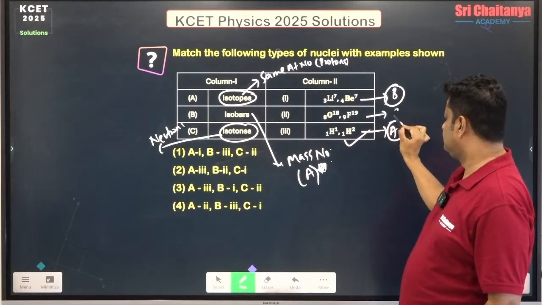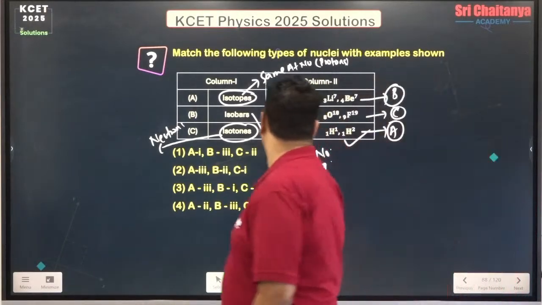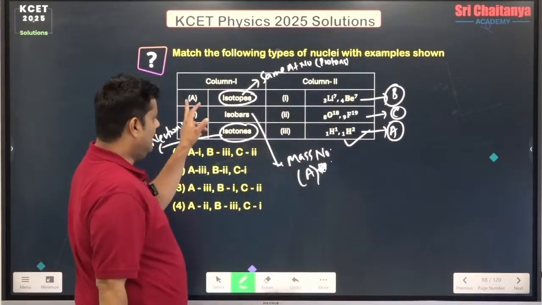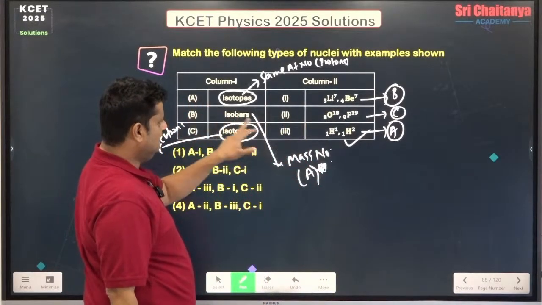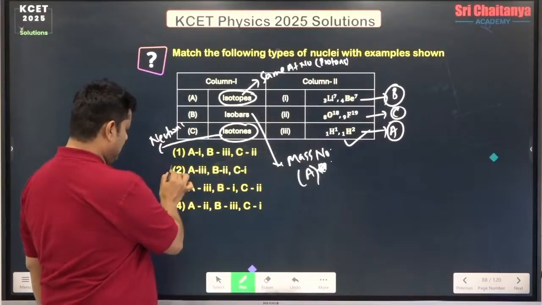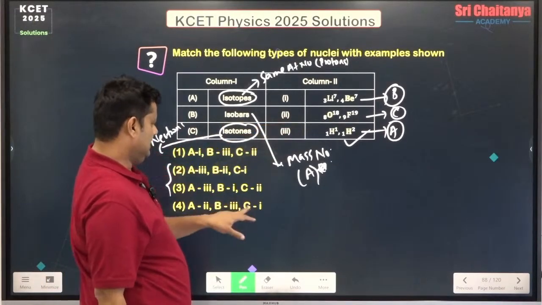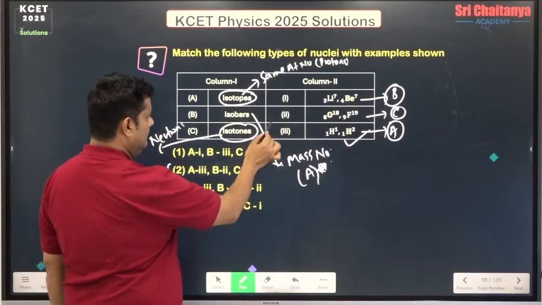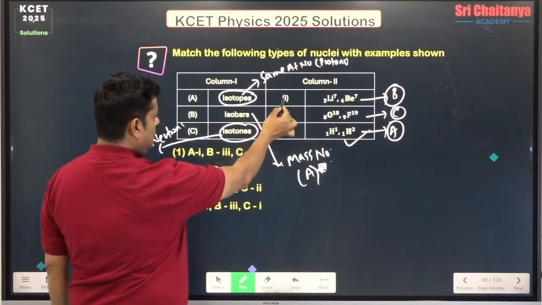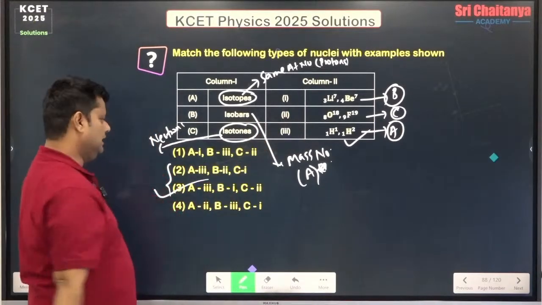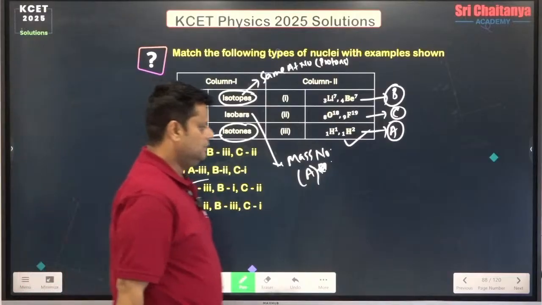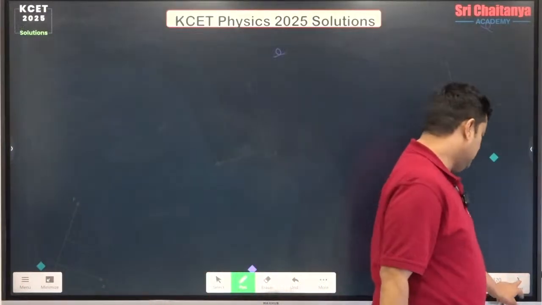This will be C. So A is connected with 3. Two options are there. B is connected with 1. So the third option is the correct option. So we can easily choose the correct option.